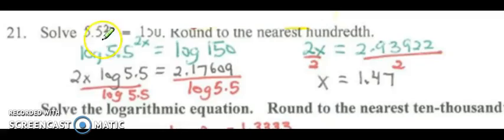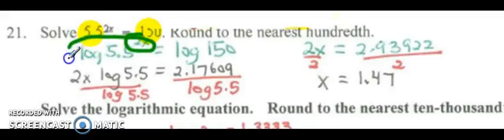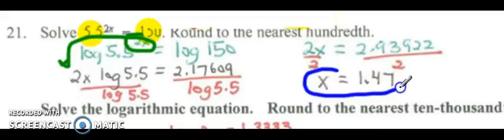In problem number 21, I have different bases here, so I can't factor. So I am going to take the log of both sides. I can take 2x and bring it out front. On my calculator, I'm going to go log of 150. That's how I got that number. I want to get 2x by itself, so I'm going to divide by log of 5.5. So I end up with 2x equals this, divided by 2, so I can get x by itself, and I did. So I'm going to take this number, 1.47, and plug it into the original equation to see if it's correct.